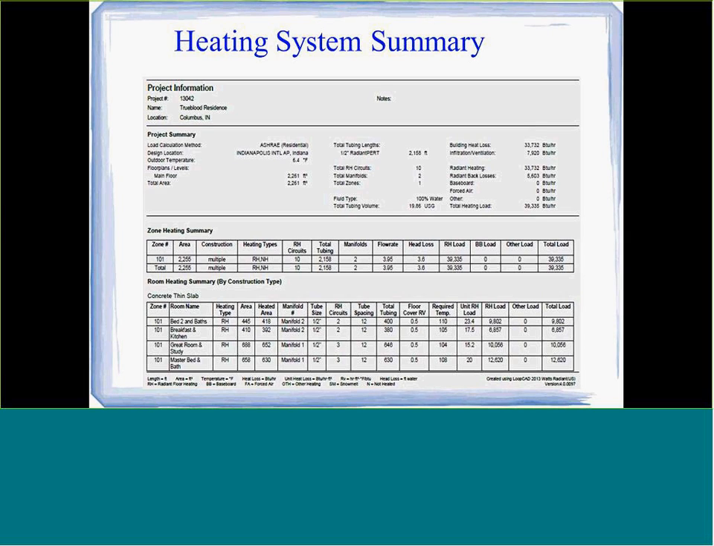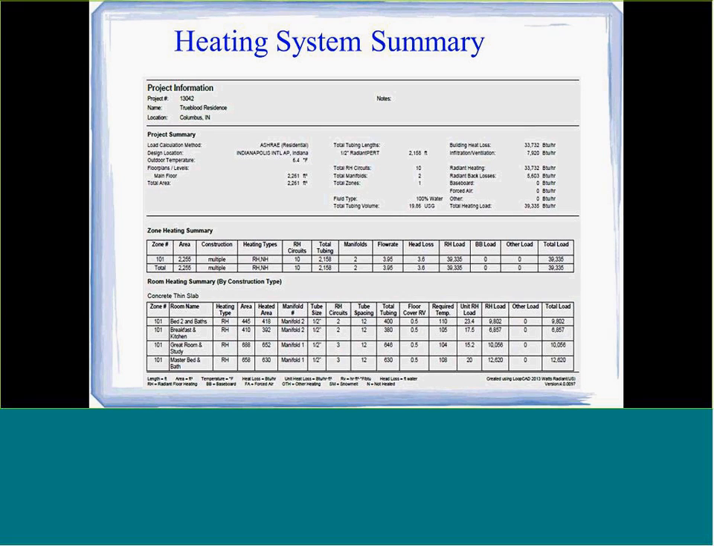The next part of the system that we would see would be the system summary. This is going to tell you the number of circuits in each particular space. It's going to give you what zone it's on. It's going to tell you the tube spacing, the total length of pipe in that area. It's going to give you the R value of the floor covering that it was designed for. It will give you a heat load for each individual space, and it also gives us our pump size.